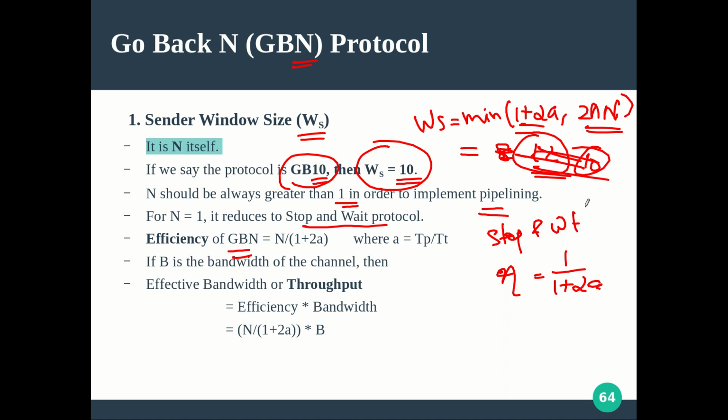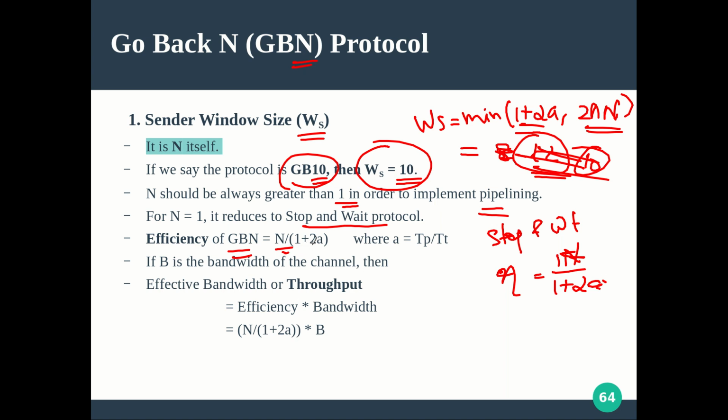So in a go back 10 protocol, you are sending 10 in a single stretch. During that 1 plus 2a, that has to be the ideal window size. If you send that many, you will get 100% efficiency, but normally this window size will be less than that. So in go back N, you are sending N. Stop and wait efficiency is 1 by 1 plus 2a, but when it comes to go back N, it is N by 1 plus 2a.